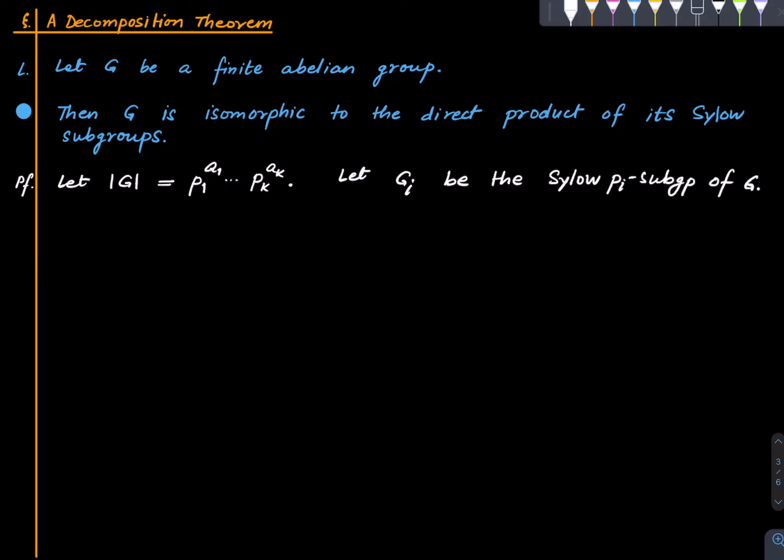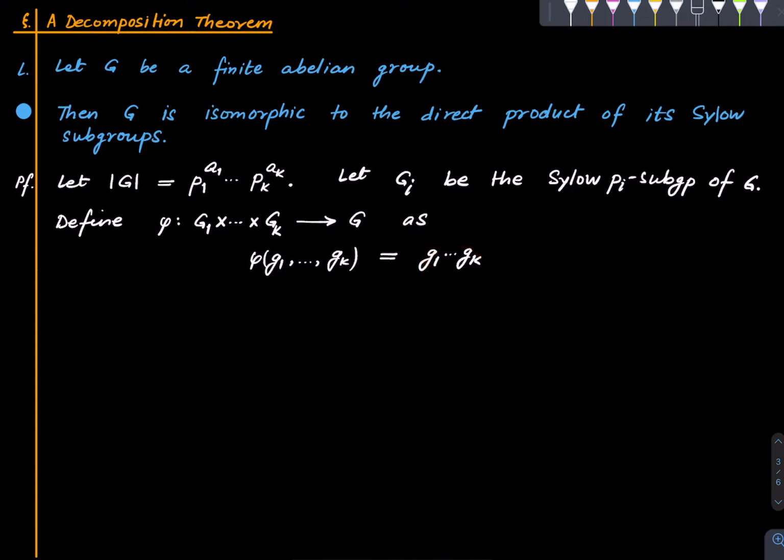Right, so we want to produce an isomorphism between the product of all the Gi's and the group G. So define a map phi from the product of the Gi's to the group G as phi of (g1, up to gk) maps to the product. So this is just the product of the gi's taken in the group G. All right. So then one can check that this is a group homomorphism.